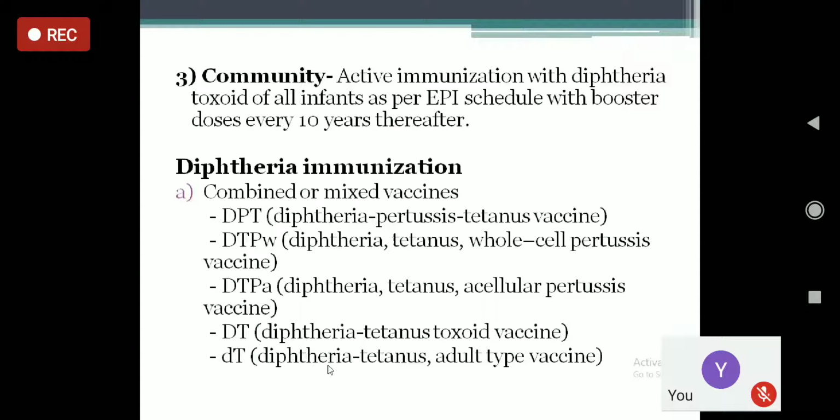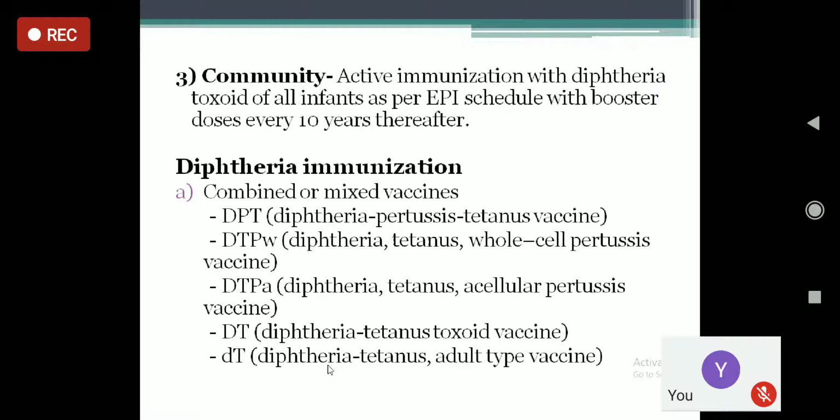So for the community, you have to give active immunization with the diphtheria vaccine. And how is diphtheria immunization available in the market? It comes in combined or mixed vaccine forms like DPT: diphtheria, pertussis, tetanus vaccine. Now, in the book it is not mentioned, but it is available in the market as pentavalent. Please note down pentavalent vaccine. This pentavalent vaccine consists of DPT, diphtheria, pertussis, tetanus. Along with that, it also contains hepatitis B vaccine and Haemophilus influenzae type B, capital H, small i, small b.